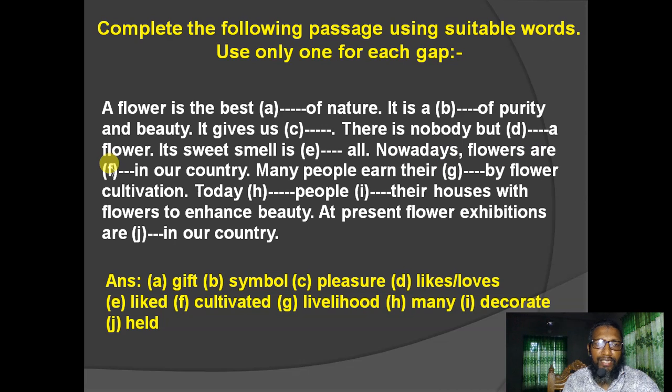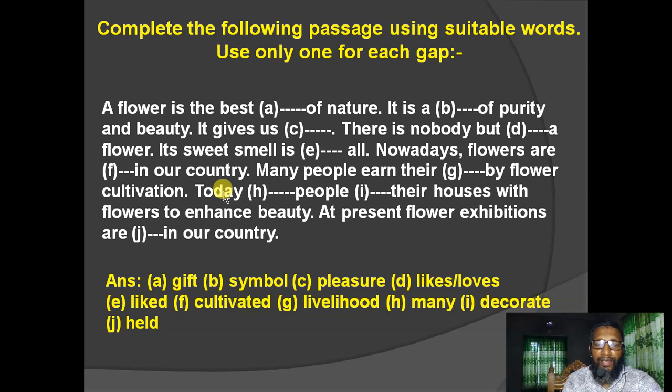Nowadays flowers are dash. This sentence is also passive voice. Flowers are cultivated in our country. Many people earn their livelihood by flower cultivation. Today many people, and here also many people. Many is also an adjective, a countable adjective. That's why people is a noun. So many people, there is a harmony in the grammar.